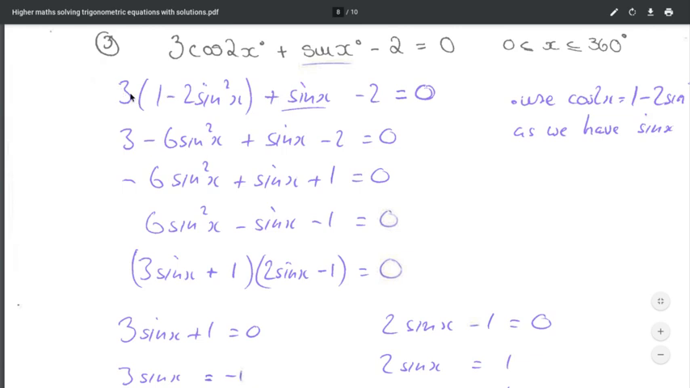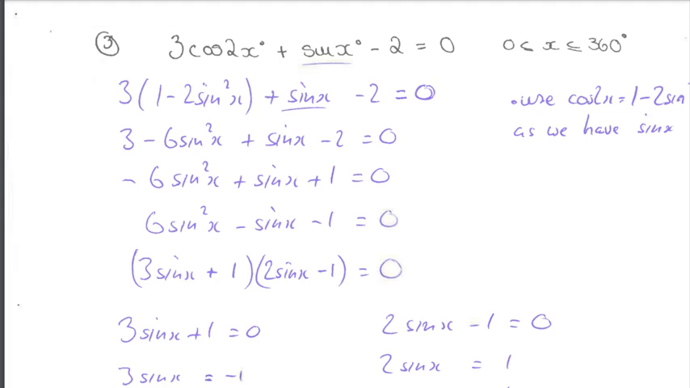Now, be careful here, because maybe 2 or 3 pupils in a class might do this. So 3 times 1 is 3, and then we just forget to multiply this term by 3. So just be very careful there. So expand the bracket, and then we have 3 minus 2, so minus sine squared x plus sine x plus 1 equals 0.